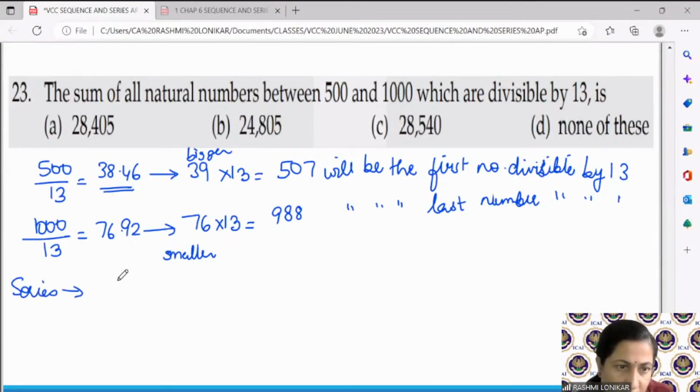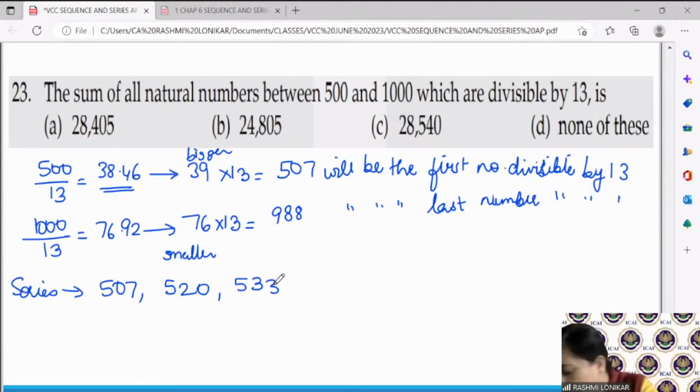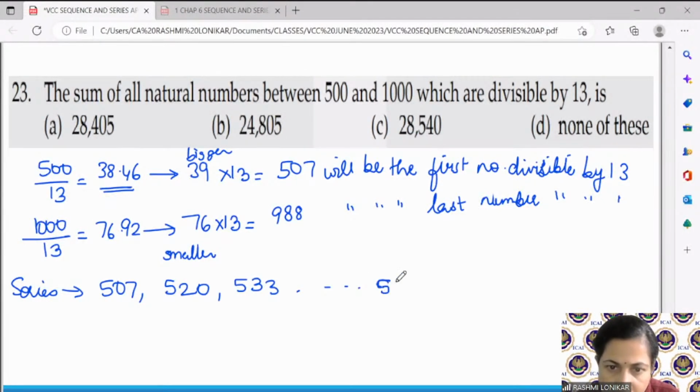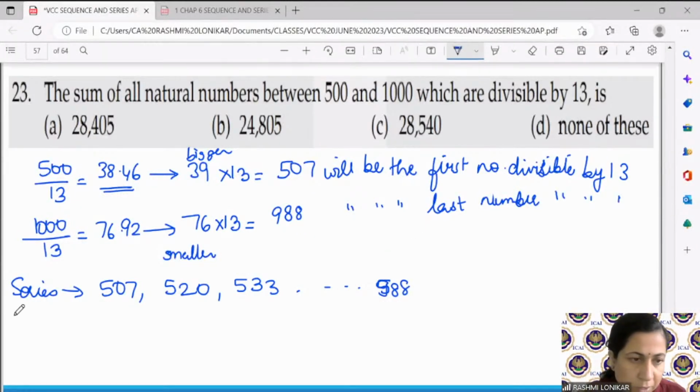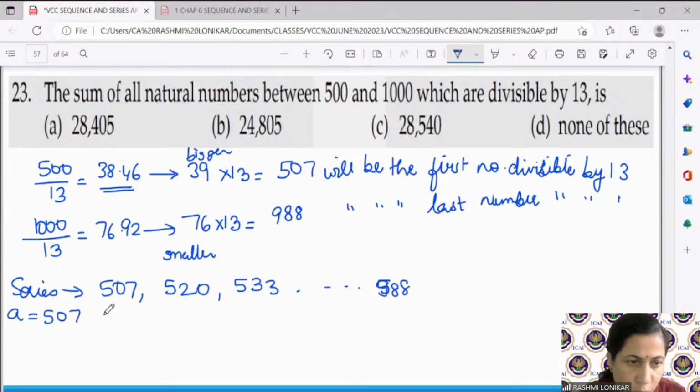Series will be 507 plus 13 is 520 plus 533. Okay, 533 divided by 13 is 41. Okay, so on up to 988. Okay, this is my series. So like we did in the last sum, first find the first term, then find the last term. Now what is the next step? Find out the value of n. So how much is my A? A is 507. What is the value of D? 13, because it has to be divisible by 13.